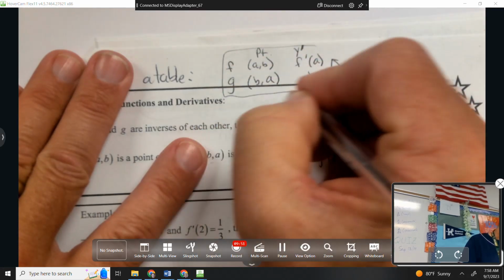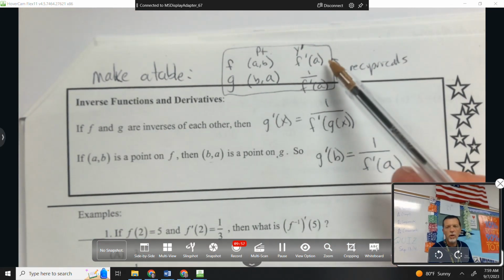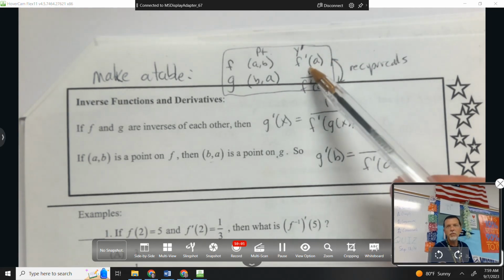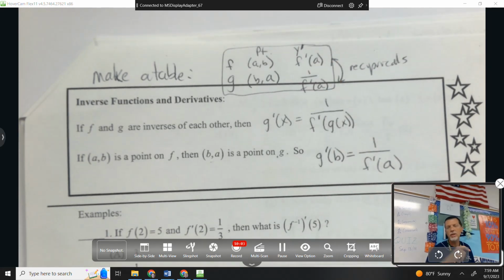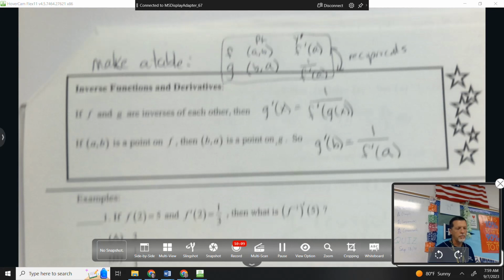So whenever I work one of these problems, I lay out the table and the question is almost always going to be asking me one of these two things. So I'll have enough information to get one of them, and the answer will be the reciprocal. So lay out the table, and I think it makes today a little bit easier.